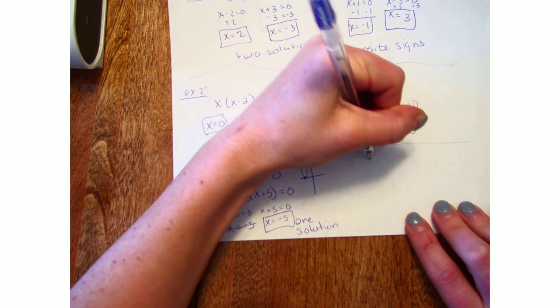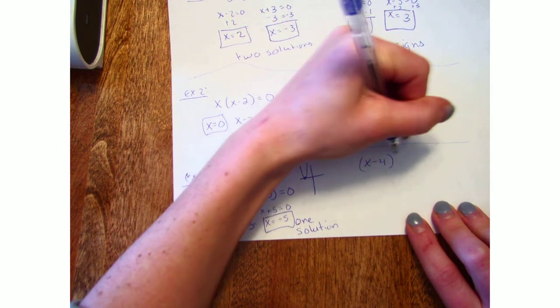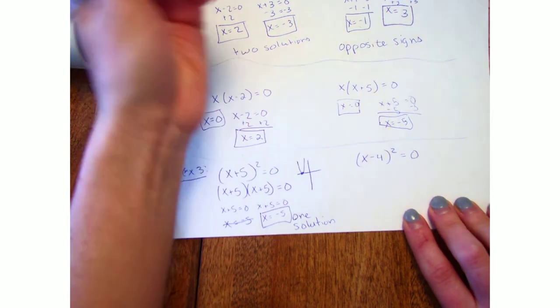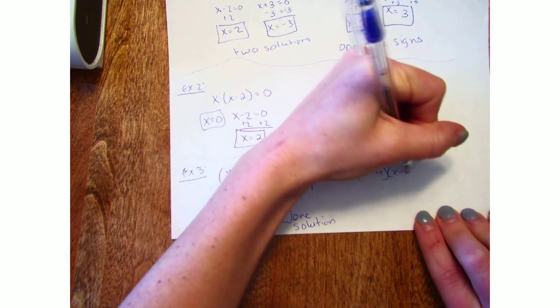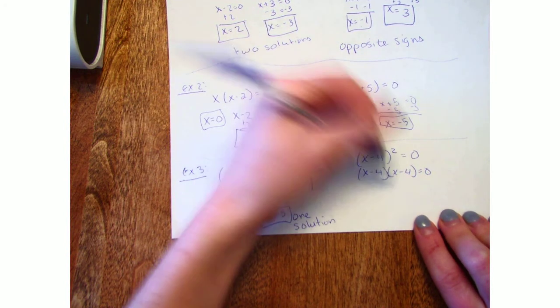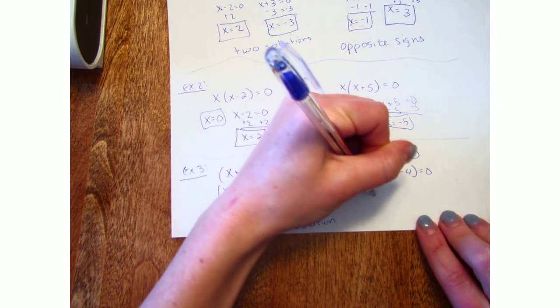So let's try another one. (x - 4)² = 0. Write it out, (x - 4)(x - 4). So your answer is, remember, opposite signs, only write it once, x = 4.